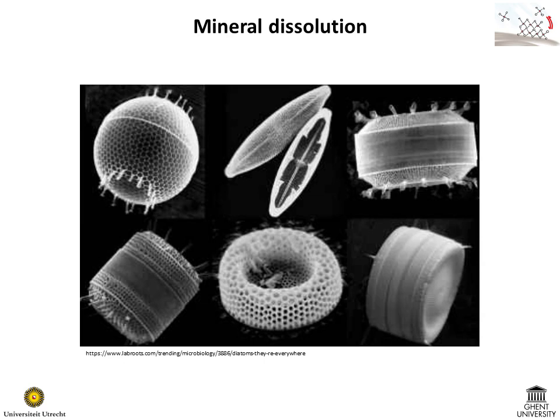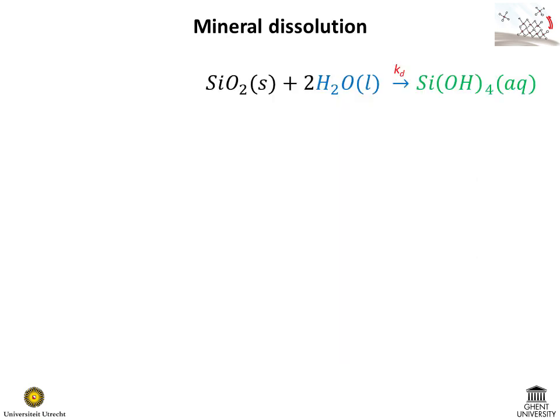We illustrate the approach on the dissolution of amorphous silica. This process is very important because it regulates the productivity by diatoms, which are microscopic algae responsible for a large chunk of primary productivity in oceans.